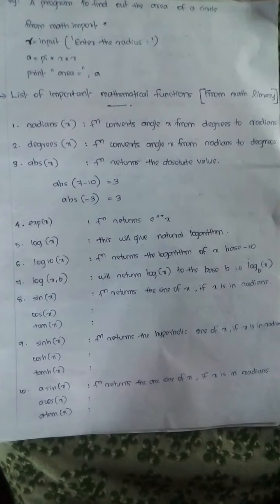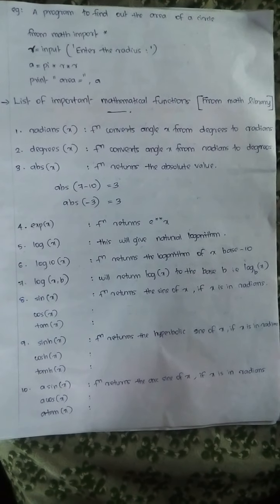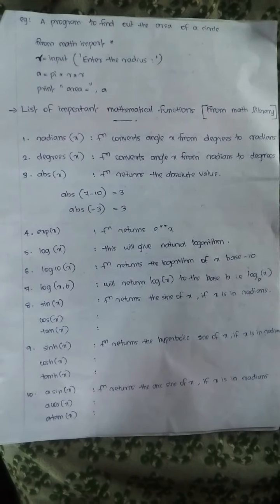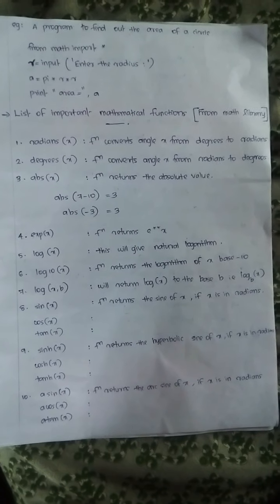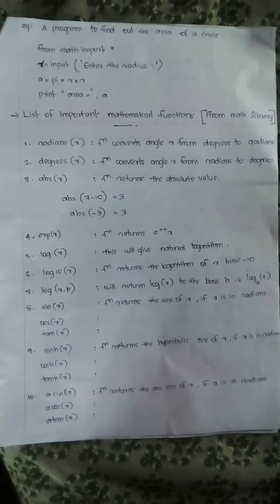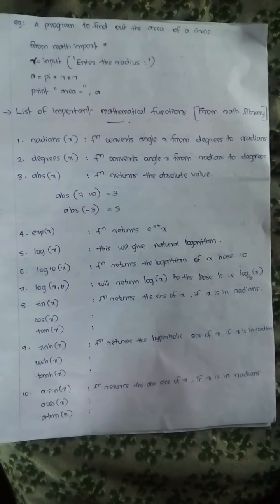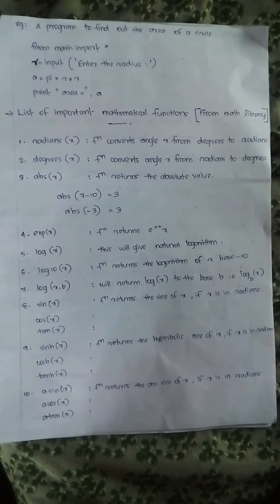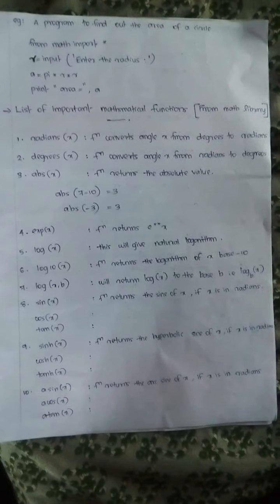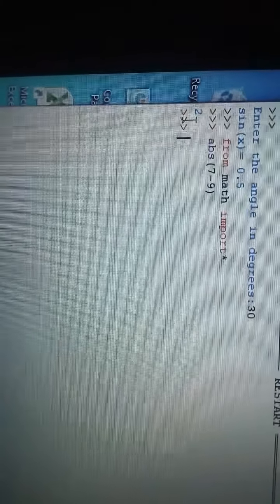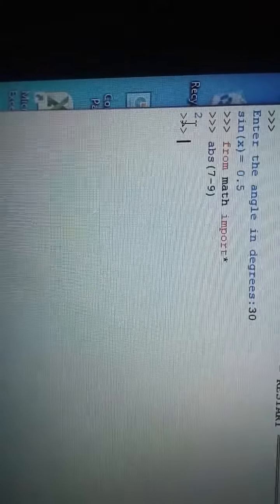Now look at some important mathematical functions from the math library. First, radians(x): this function converts angle x from degrees to radians. degrees(x): this function converts angle x from radians to degrees. fabs(x): this function returns the absolute value. That is, the absolute value of 7 minus 9 is equal to 2.